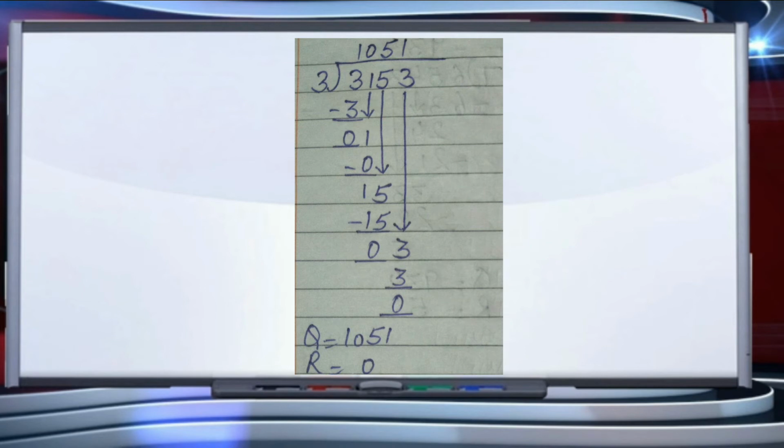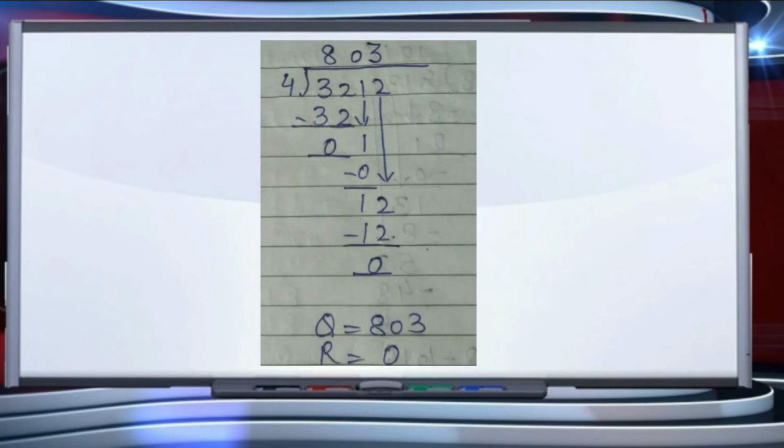Then we will bring 5 down. Because we will not bring two numbers down together, we have to put 0. Then we can bring the number down. That is, it will be 15 and 3 5s are 15. 15 minus 15 will be equal to 0. Then we will bring 3 down. That is, 3 ones are 3. 3 minus 3 will be equal to 0. And quotient will become 1051 and remainder is 0.